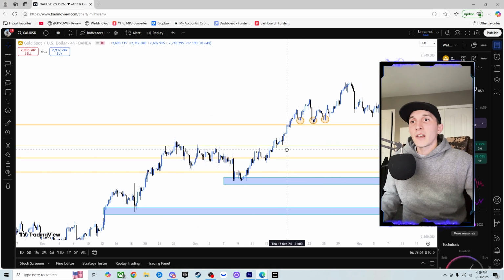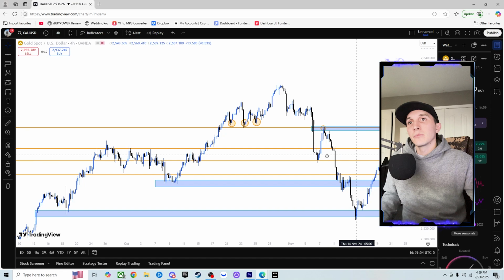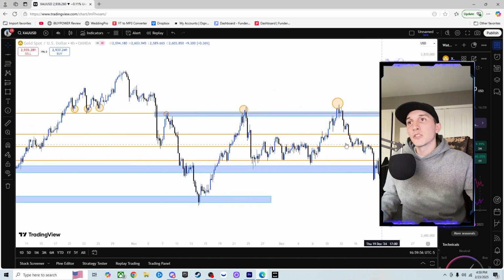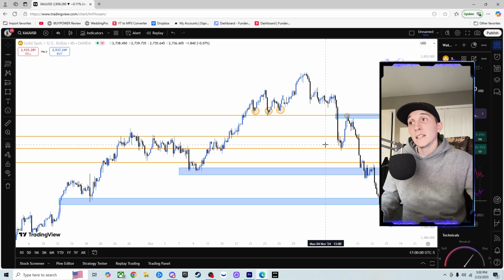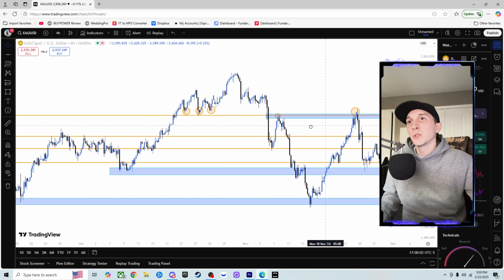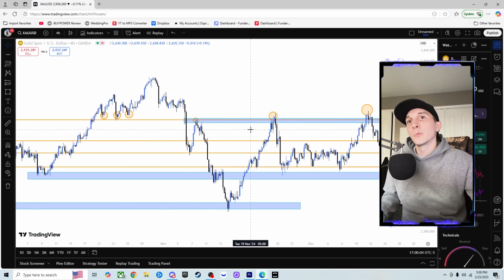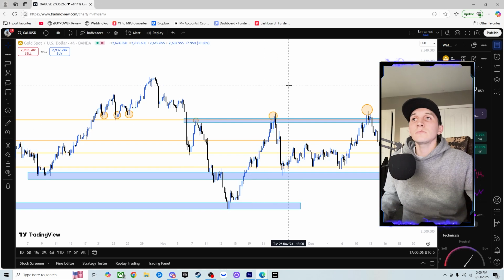So you can use that also as kind of a back tester. If you put a level down and you're not sure about it, just zoom out, go back a little bit, and see how it reacts at that area. Is it a valuable area to put on your chart, or a valuable support or resistance spot?